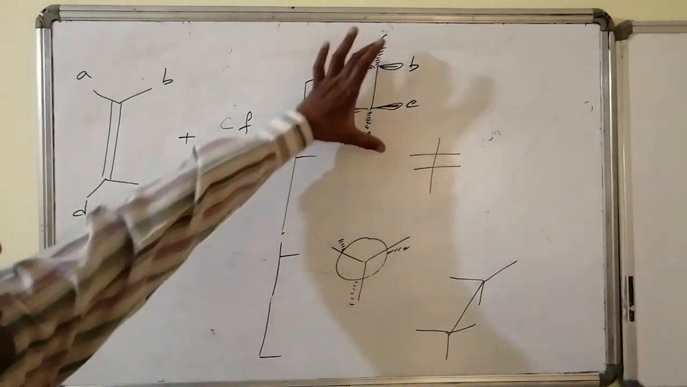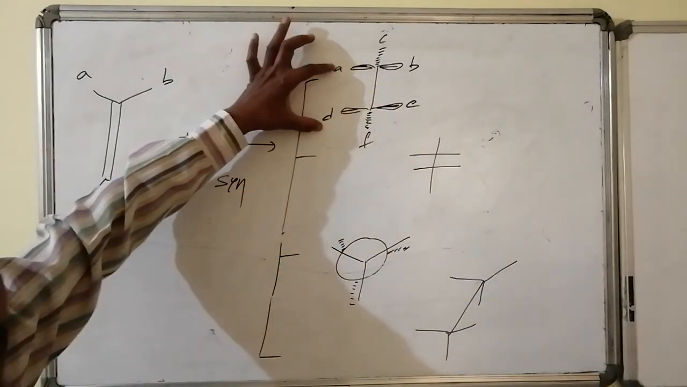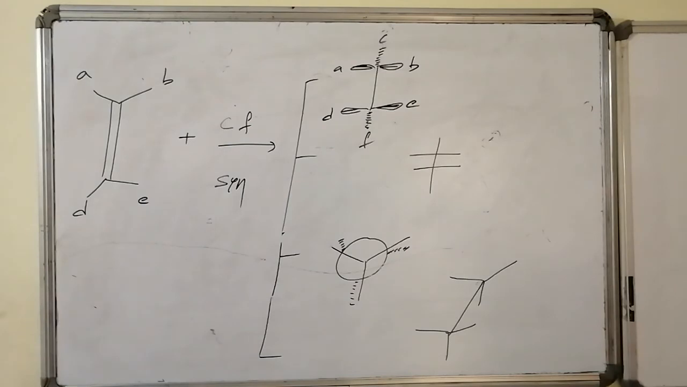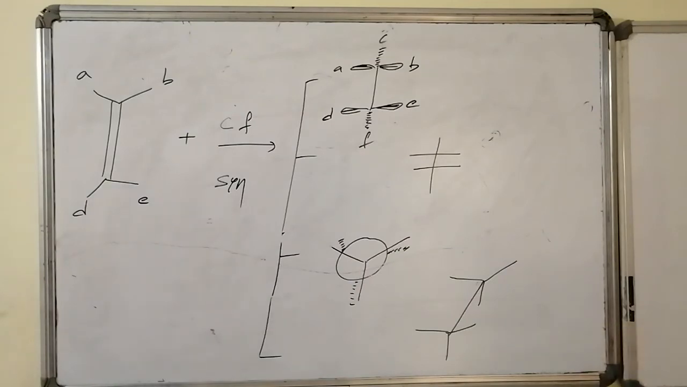Else you can write CF here, but AD should be present in one plane, C and F should be present in one plane, B and E should be present in one plane. Similarly, if I write in the Fischer presentation, Fischer is one way of wedge presentation only.